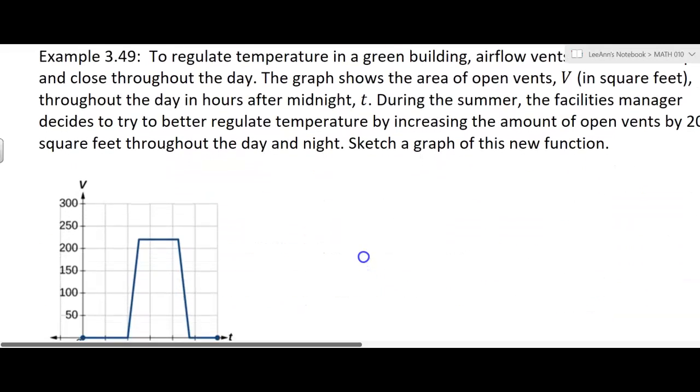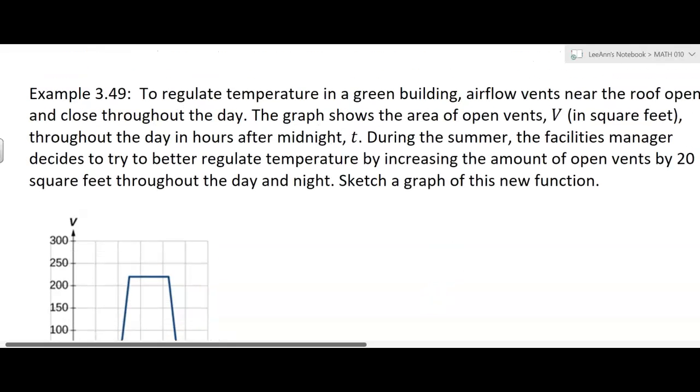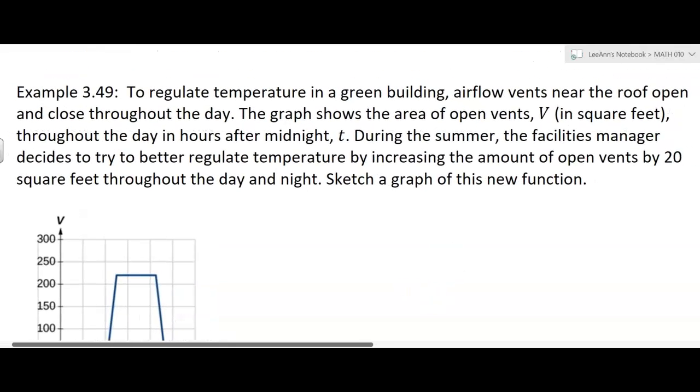So here's an example. To regulate temperature in a green building, airflow vents near the roof open and close throughout the day. The graph shows the area of open vents, V, in square feet throughout the day in hours after midnight, T. Okay, so many hours after midnight, this is the area of the vents that are open. During the summer, the facilities manager decides to try to better regulate temperature by increasing the amount of open vents by 20 square feet throughout the day and night. Sketch a graph of this new function.